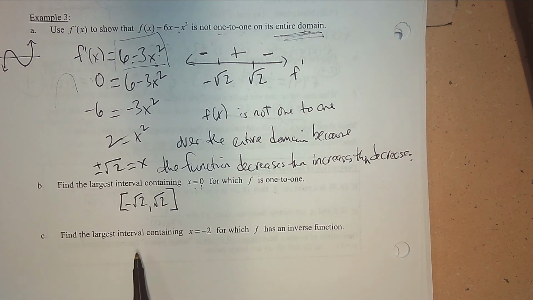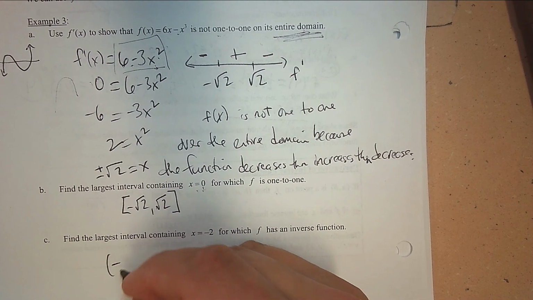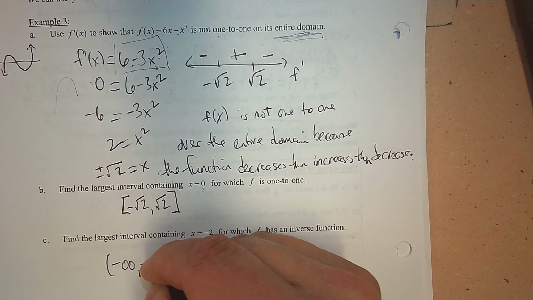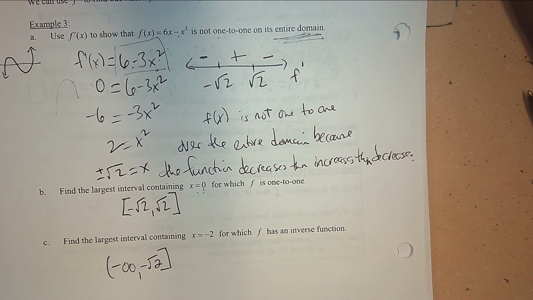Find the largest interval containing x equals negative 2. Do you remember where that is? X equals negative 2? So negative infinity to... So all the way to negative root 2, the sign doesn't change. Know that at negative root 2, the sign's actually 0, right? It's neither positive or negative.